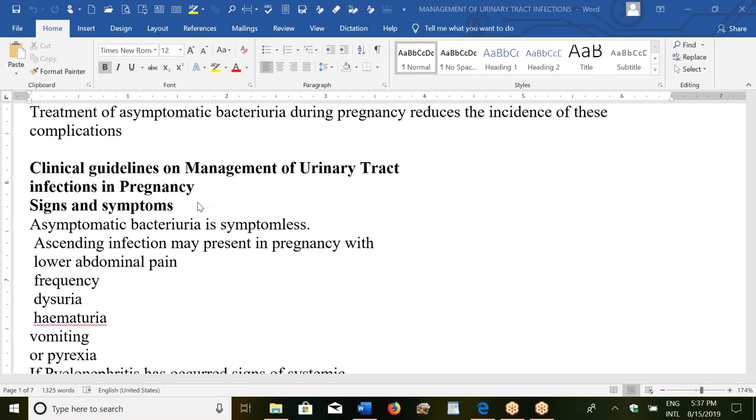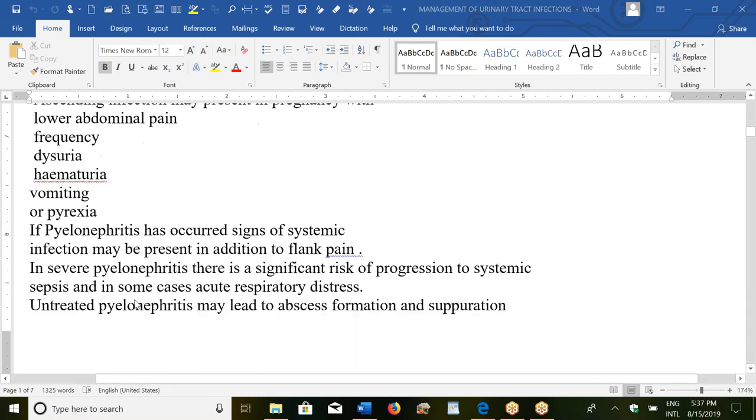First, we should know about the signs and symptoms, how our patient will present. Patient can be completely asymptomatic, and asymptomatic bacteriuria is symptomless, nothing will be there. Ascending infection, like when the patient is getting pyelonephritis, it may present in pregnancy with low abdominal pain, frequency, dysuria, hematuria, vomiting, or pyrexia. If pyelonephritis has occurred, you will see signs of systemic infection in addition to flank pain.